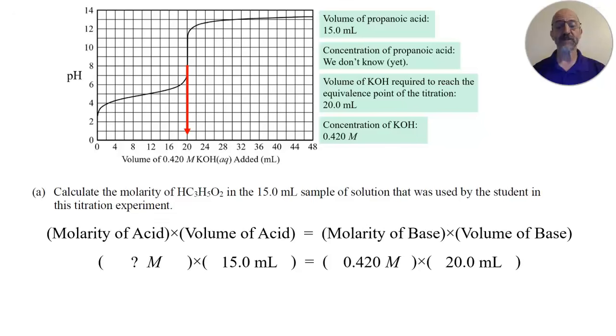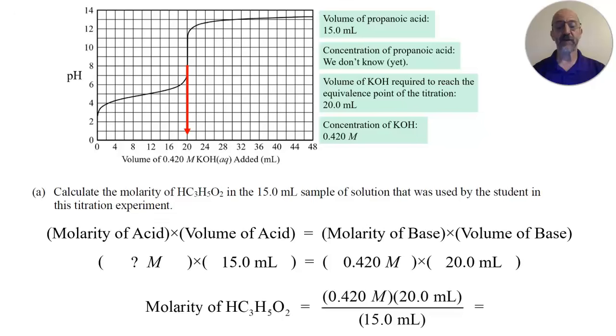0.420 times 20 divided by 15. And so when I do that math, I get the answer to part A of question 9, which is 0.560 moles per liter. Now, that is the molarity of the propanoic acid. The next thing that we're going to take a look at in part B is what happens at the half equivalence point. So there's our answer to part A, 0.560 molar for the propanoic acid.